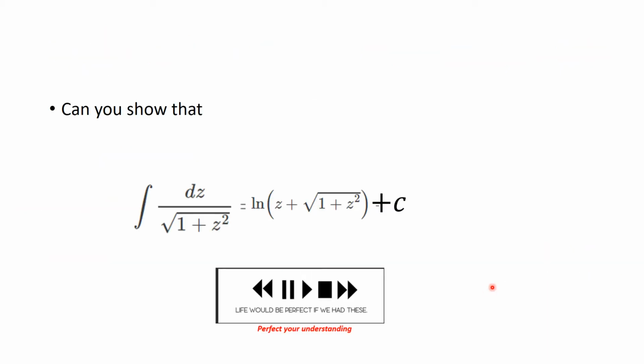Now, you might not know how to do that. In fact, you probably don't know how to do that, but it is a good question to ask: can you show that this in fact is true? I'm not going to take your time having you try to do this, but you should be able to do this. We've done this several times. If you take the derivative of this side, you should be able to get the integrand, 1 over the square root of 1 plus z squared. I encourage you to try that on your own time. But anyway, now we know what that integral is.